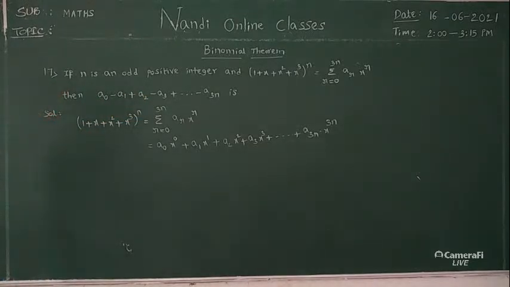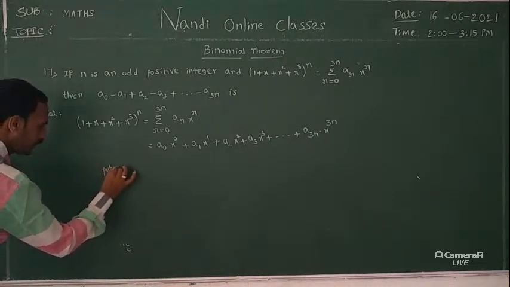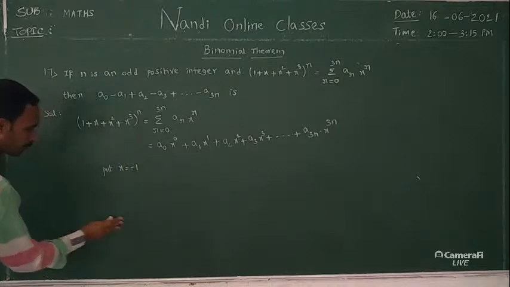If all plus signs are there, put x is equal to 1. Plus or minus alternately is there. To find that value, put x is equal to minus 1 in the expansion. So put x is equal to minus 1.